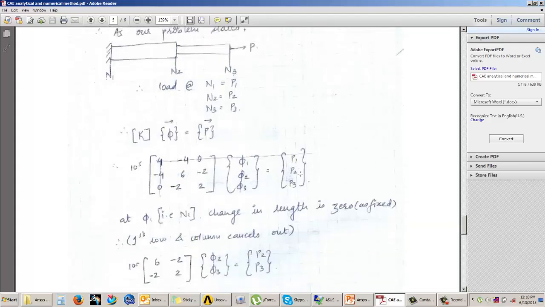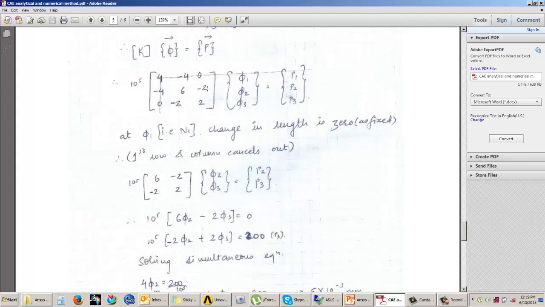Now, because node number 1 is completely fixed, the degrees of freedom over there are 0, there will be no change in length. That means phi1 will be 0. Because in matrix format, when you are multiplying two matrices, if any row or any column becomes 0, we can cancel out the entire first row and the first column. So now my equation becomes 10 raised to 5 times [6, -2; -2, 2] times [phi2, phi3] is equal to [P2, P3]. Why have we done that? Because phi1 becomes 0 as there is no change in length at node number 1.